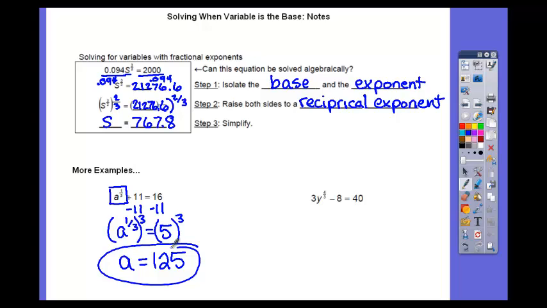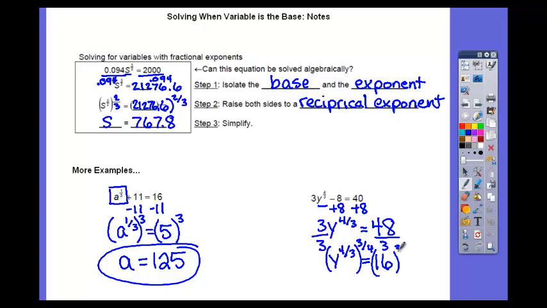The last one I'm going to do with you guys is 3 times y to the 4/3 minus 8 is equal to 40. We're going to get that y to the 4/3 by itself. So we're going to start with adding 8 to both sides. And we get 3y to the 4/3 is equal to 48. Yes, that is correct, 48. Then we will divide by 3 on both sides, and we'll get y to the 4/3 is equal to 16. And then I'm going to raise both sides to the reciprocal power of 3/4. We'll do it to the 16 as well, 3/4.